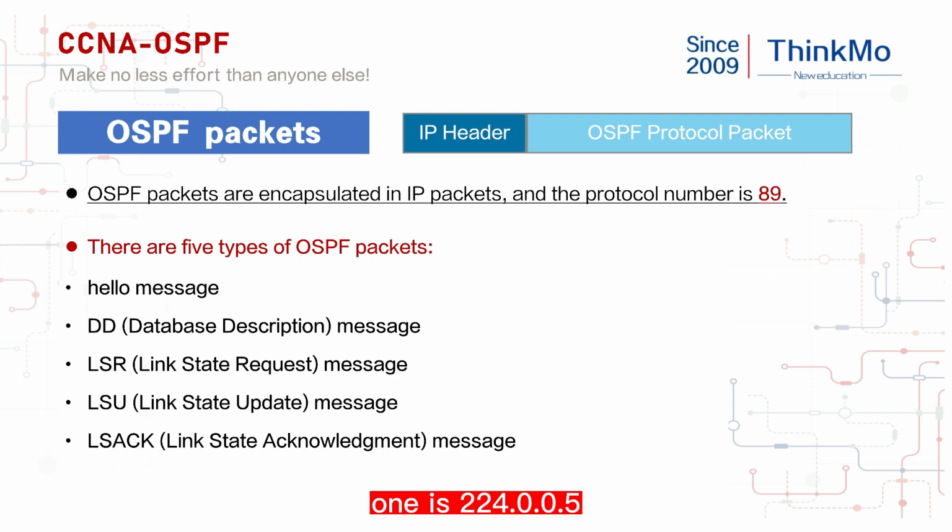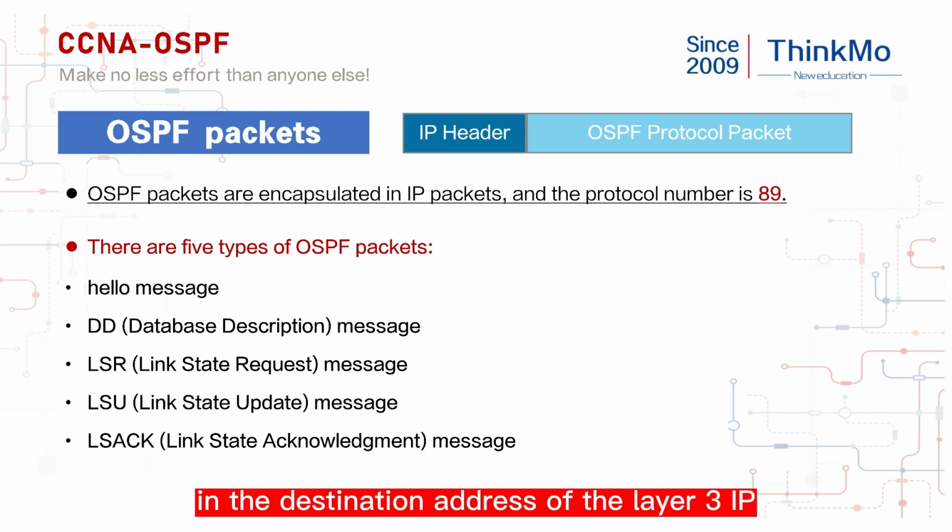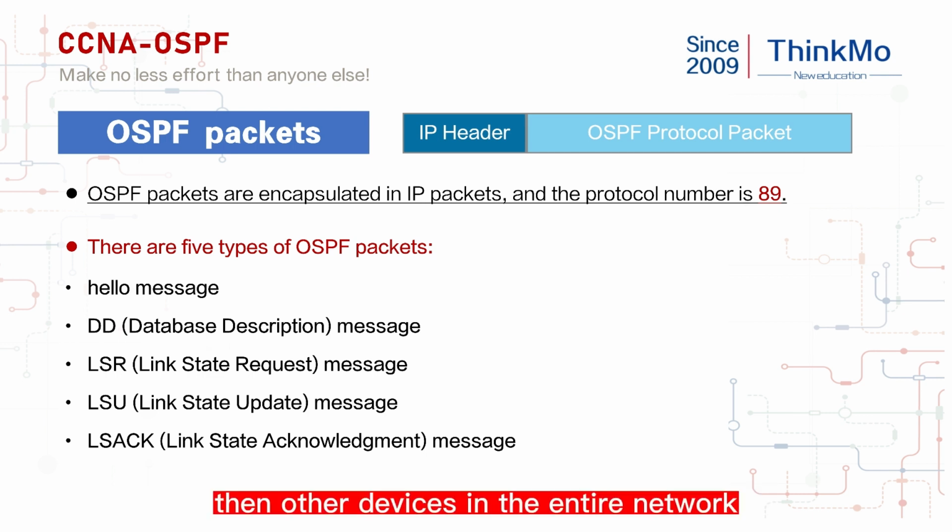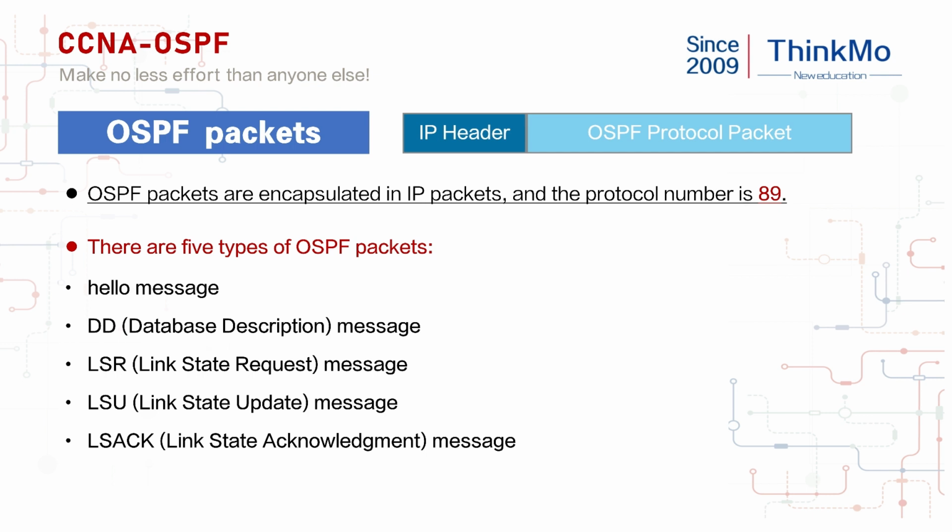One is 224.0.0.5. One is 224.0.0.6. It uses these 2 addresses for overall update and learning. That is, this address will be filled in the destination address of the layer 3 IP. This message is sent to the multicast address. Then other devices in the entire network will listen to this address.